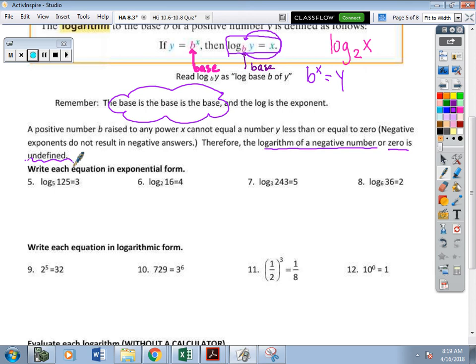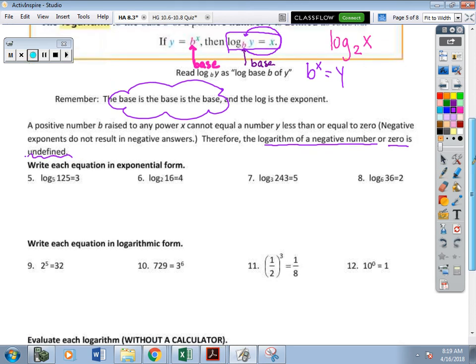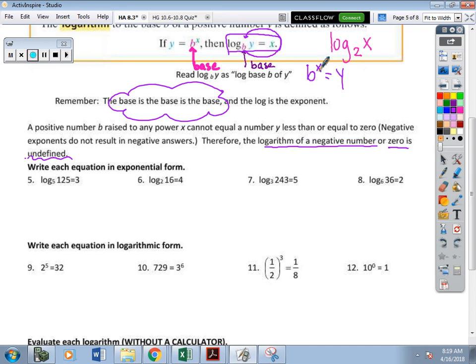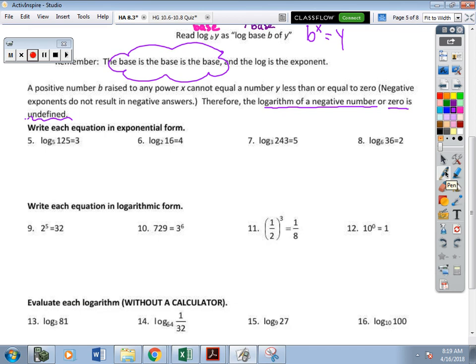So we are asked to write each equation in exponential form. So we're going to write it back in something to the something power equals something. And we're going to be able to verify that these are true. So this would be read log base 5 of 125 equals 3. So again, this is the base.